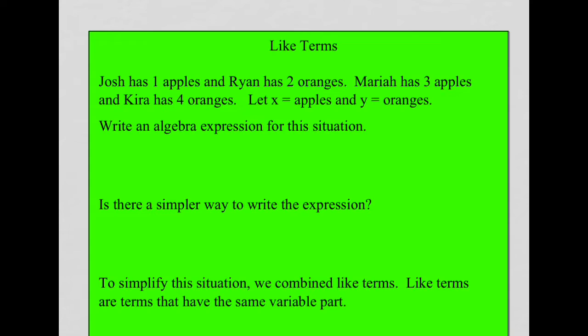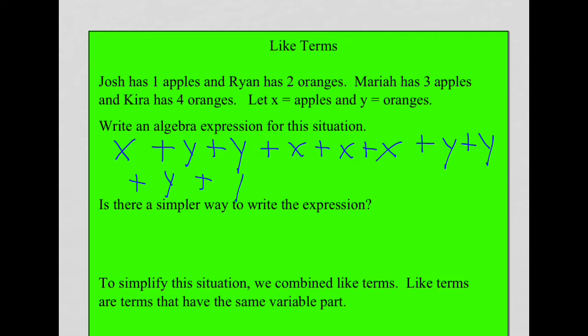Well, I'm going to start in a very general way here. It says Josh has one apple and apples are x. So I'm going to write down an x. And it says Ryan has 2 oranges. So I'm going to add on 2 y's. And it says Mariah has 3 apples. So I'm going to add on 3 x's for each of those apples. And then it says Kira has 4 oranges. Well, I'm going to add on 4 variables of y for those oranges.